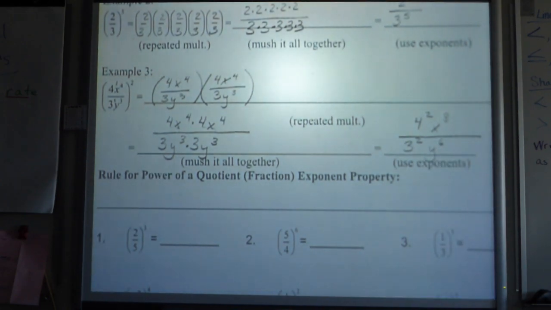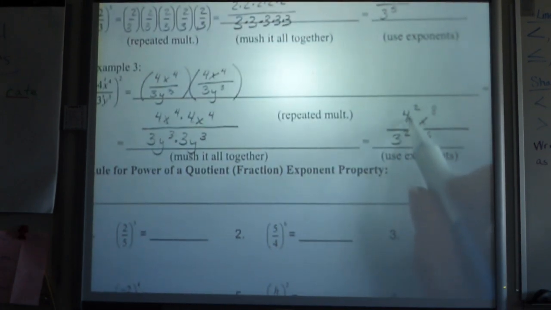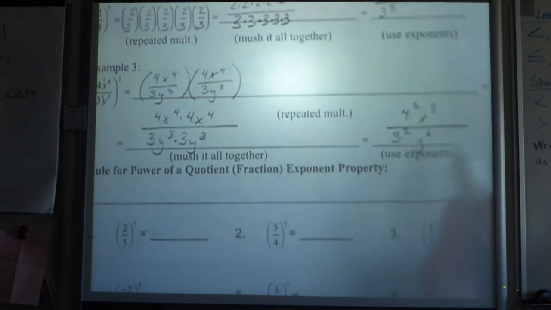So nice job remembering our exponent properties from last week. Okay, we're going to leave this in exponent notation. We're not going to evaluate the 4 squared divided by 3 squared.